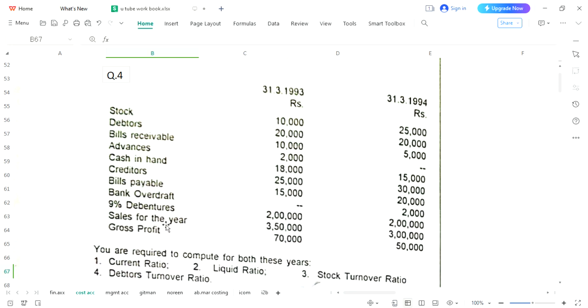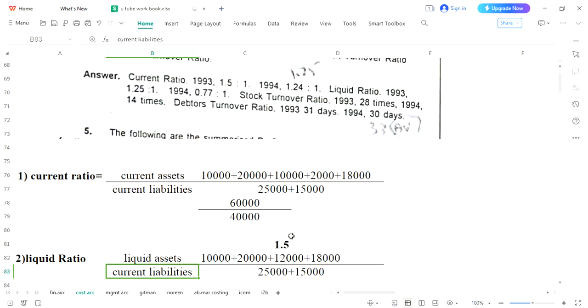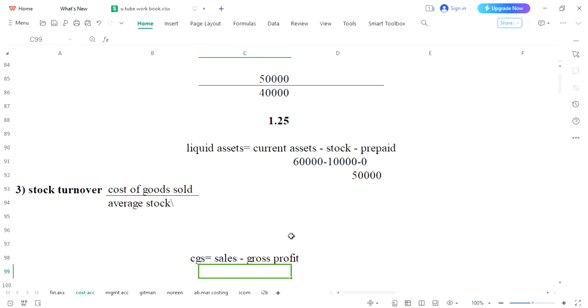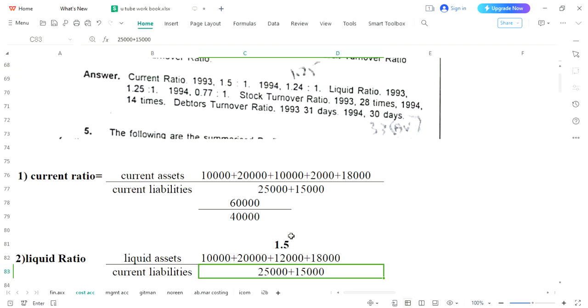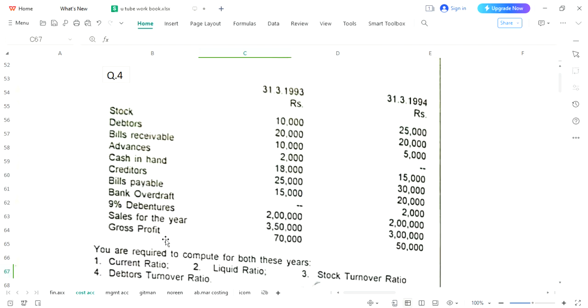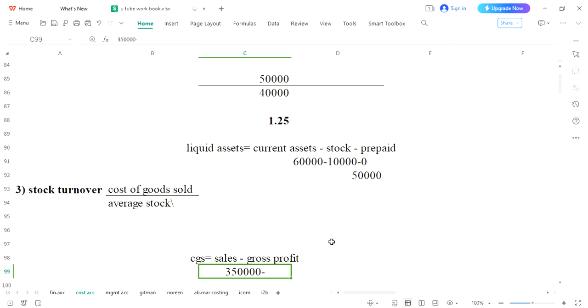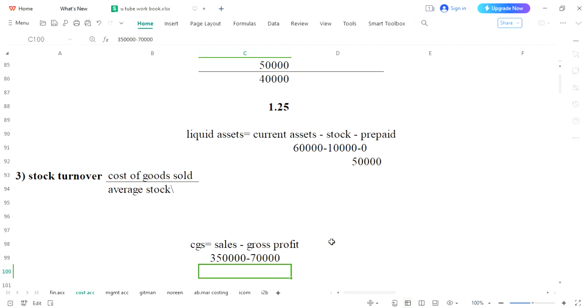Although sales were given, gross profit was not given. So this is the first time we can calculate cost of goods sold directly. Amount of sale is 3,50,000, so you can put 3,50,000 over here. Then you will subtract gross profit, which is also given. Look over here, gross profit 70,000, and here you will put 70,000. In this way, we are now able to calculate it.